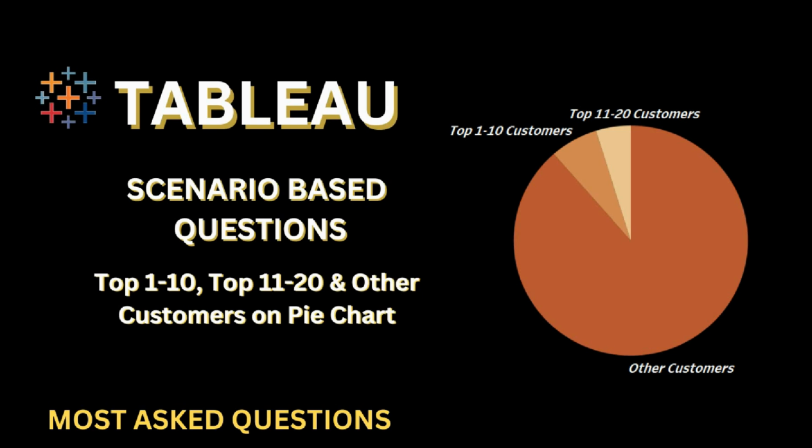Today we are going to discuss one more scenario based question, that is how to show top 1 to 10, top 11 to 20 and all remaining customers as other on the pie chart.